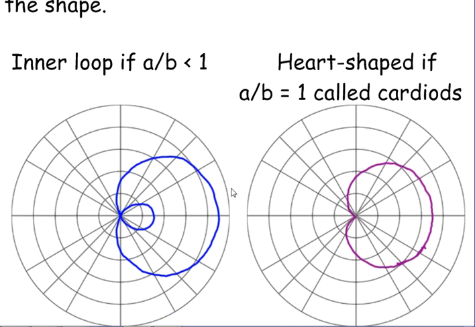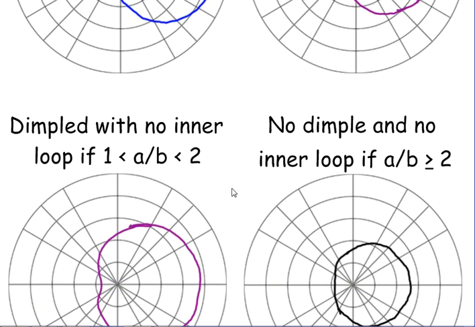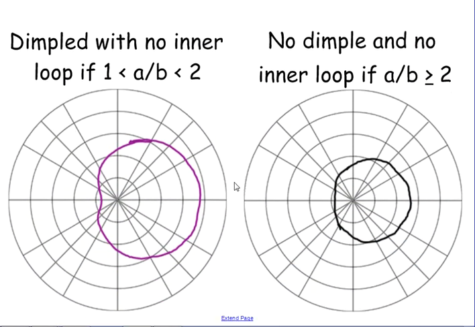And then if A over B is between 1 and 2, then it's just dimpled. There's just a dent in the side of it, and there's no loop. And then if A over B is greater than 2, there's no dimple and there's no loop. It's like a circle with a flat side to it, almost. Not quite flat, but just kind of flattened out a little bit.